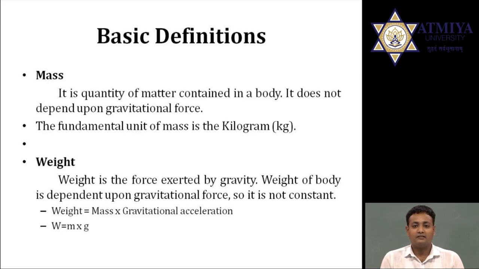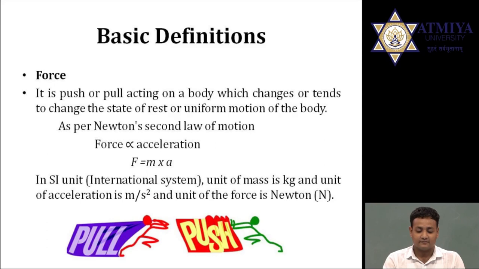Now some of the basic definitions. Mass: it is a quantity of matter and its unit is kg. Weight: weight is a force exerted by gravity. The unit of weight is Newton. Weight is equal to the mass into gravitational acceleration, W = m × g. G stands for gravitational acceleration, and its unit is meter per second square.